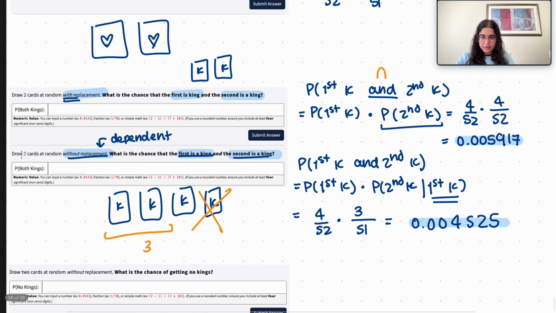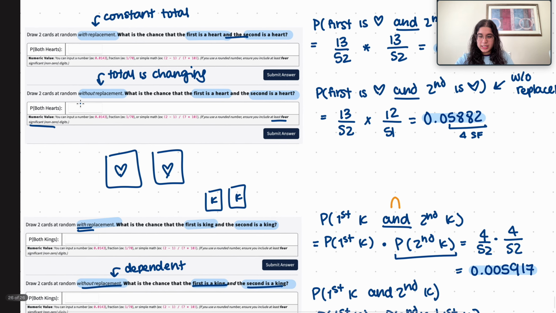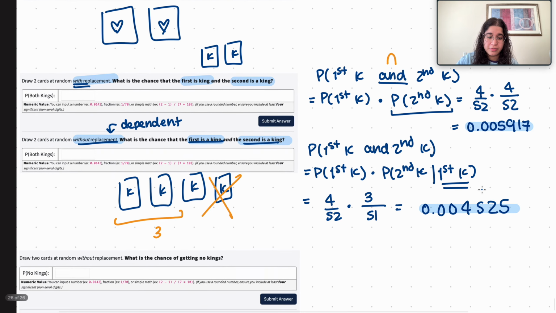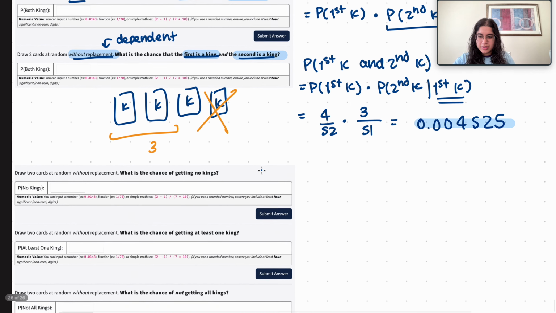And now this without replacement question is the same as the draw 2 cards at random without replacement. What is the probability that the first is a heart and second is a heart? Again, this is just a more expanded out version of the probability statements that we did.